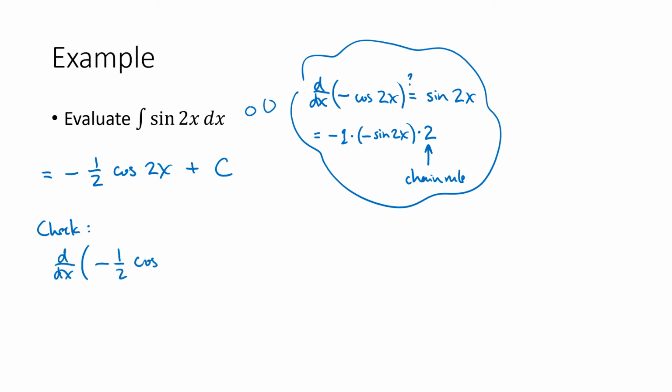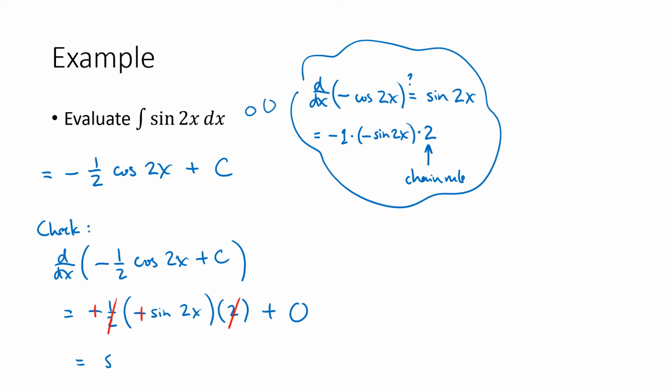So the derivative of -1/2 cosine 2x plus c: the -1/2 is a constant multiple. I take the derivative of cosine of 2x, I get negative sine of 2x, multiplied by 2 by the chain rule, and the derivative of the constant is 0. Minus times a minus is a plus. This 1/2 and this 2 divide out, and so I just get the sine of 2x like I wanted. That was my original function, so my antiderivative checks out.